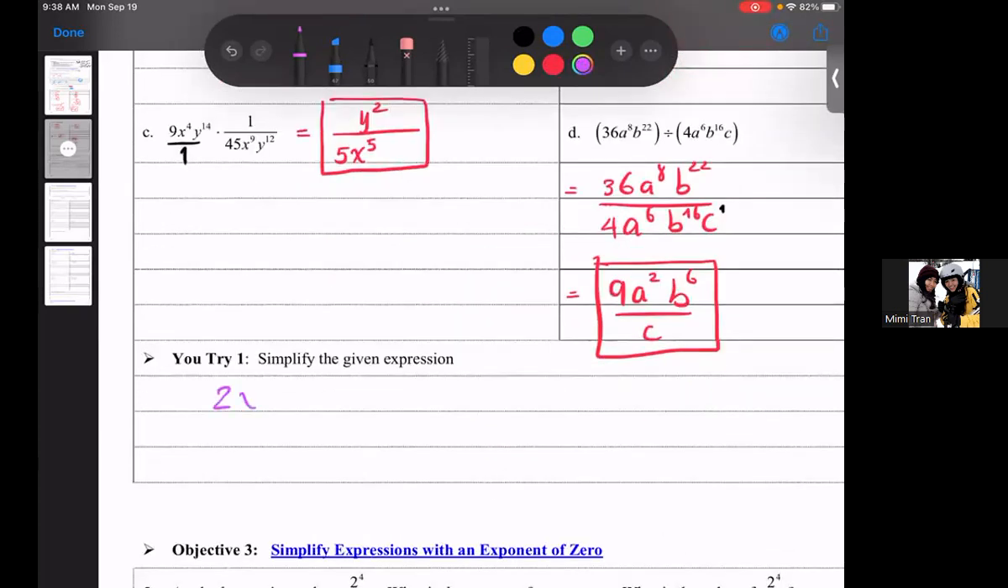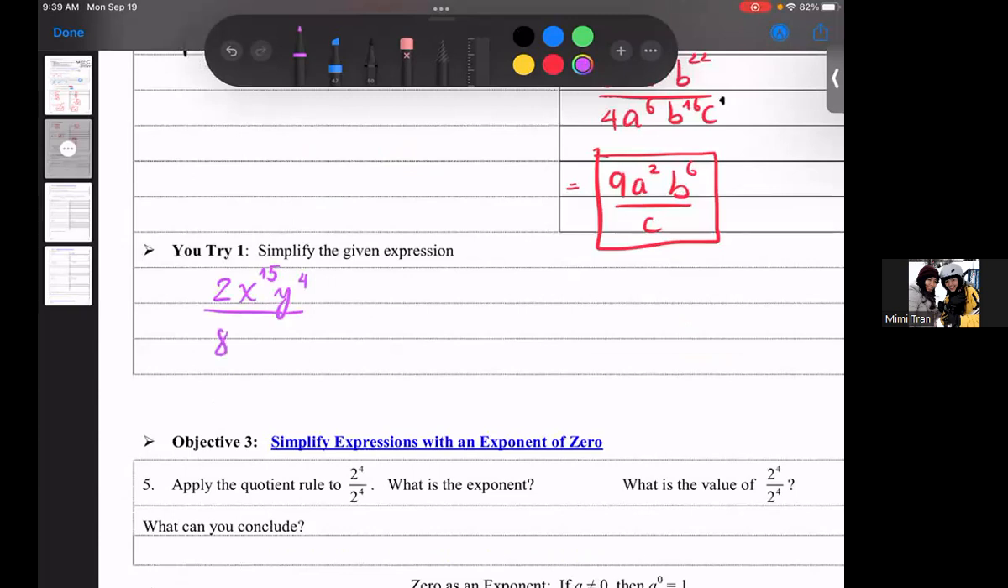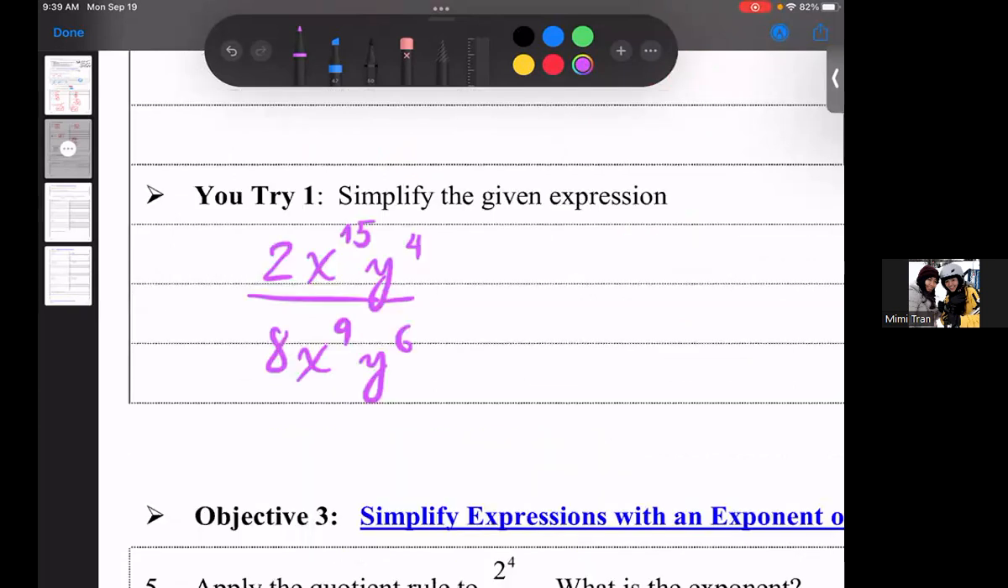2 times x to the 15, y to the 4, divided by a x to the 9, y to the 6. X to the 9, that's x to the 4, that's number 9.